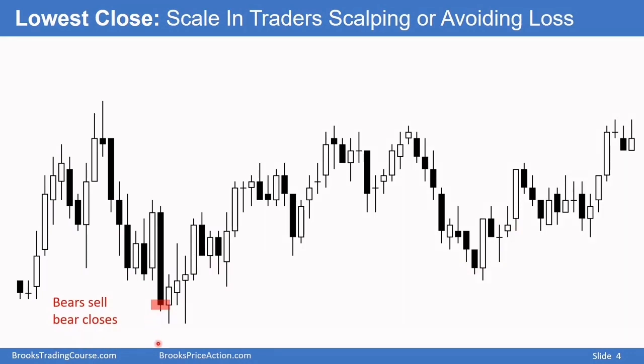Bears sell bear closes, betting on lower prices. They see a rally, and they're hoping the first reversal up is minor. Therefore, some bears will look to sell below a bear bar, hoping that it gets back down here, and they can get out break even on their first sell and with a profit on their second.